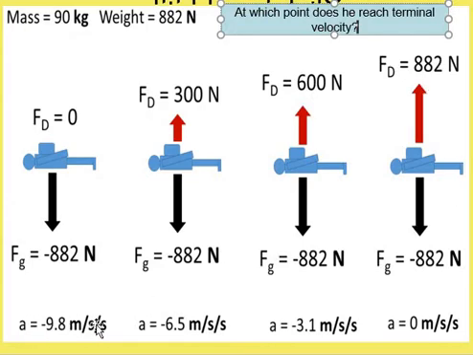If we look here, we see the acceleration initially is 9.8 meters per second squared. As air resistance increases, it changes to 6.5 meters per second squared, 3.1, until acceleration is 0. That doesn't mean he has stopped falling from the sky. It means that the upward force is equal to the downward force. So at terminal velocity, the velocity is constant.